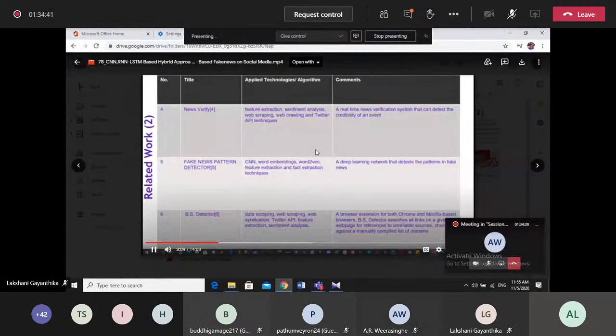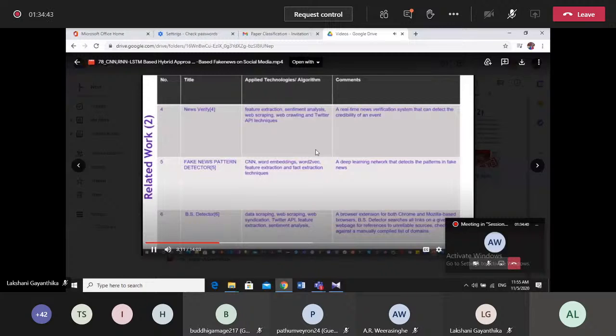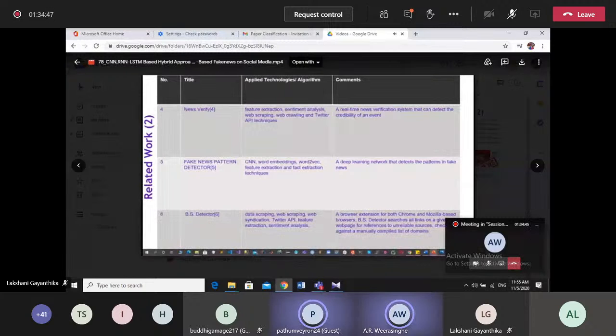The fifth one, fake news pattern detector, has used technologies like CNN, feature extraction, and fact extraction techniques. It is a deep learning network that detects the patterns in fake news. And for the sixth one, BS detector, is a browser extension to search about unreliable sources, uses technologies like data scraping, web syndication, etc.